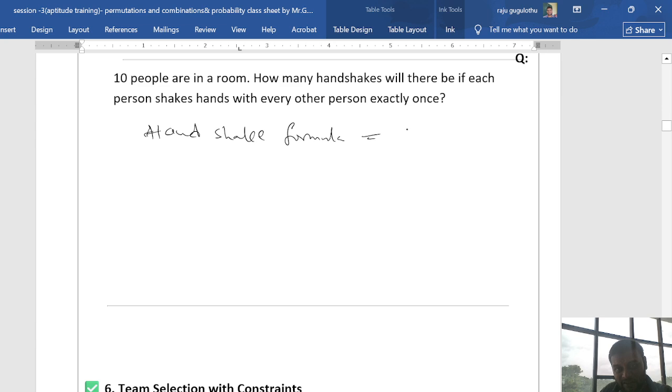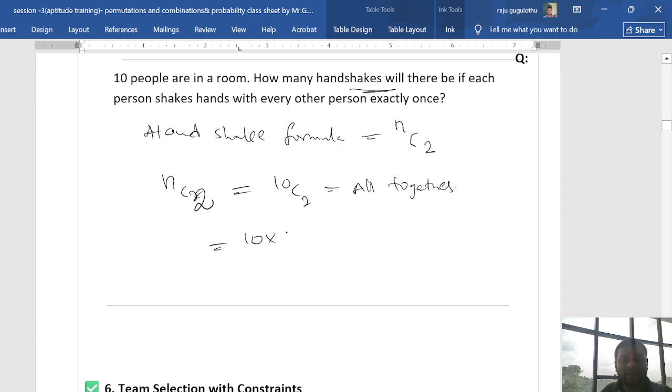Let us say there are n people. If we want one handshake, we need 2 people, so we will be choosing 2 people out of the n people for a handshake. In this case, we'll be having nC2 handshakes. That is 10C2 handshakes altogether.